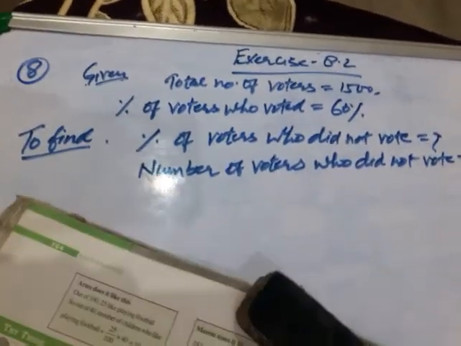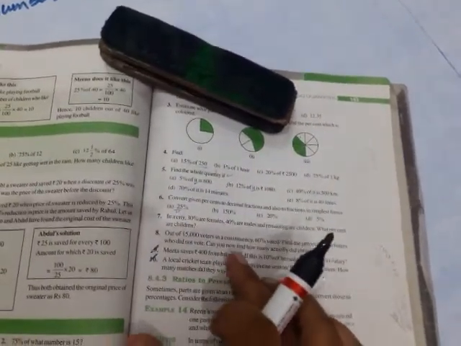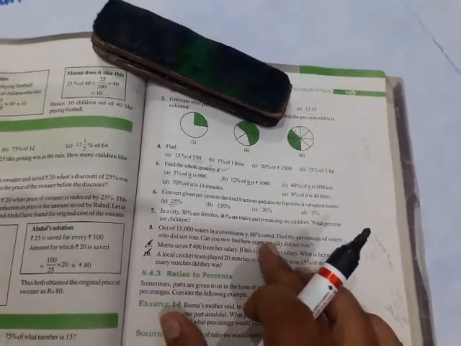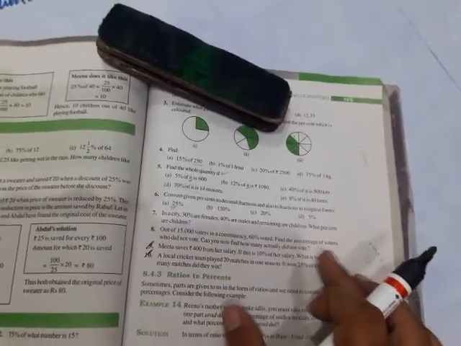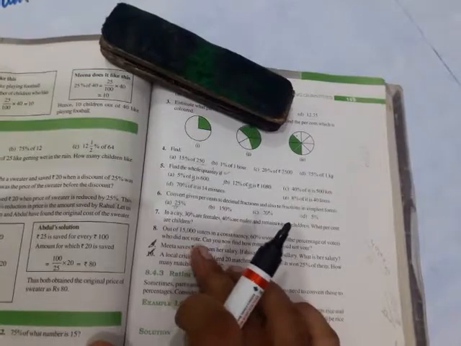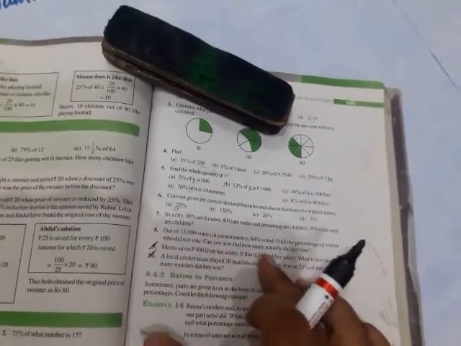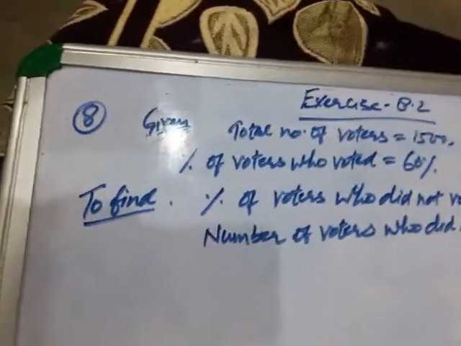Good morning, children. Let us see question number 8 of exercise 8.2. That is, out of 1500 voters in a constituency, 60% voted. Find the percentage of voters who did not vote. Can you now find how many actually did not vote? Actually, let us see. Question number 8 is given.